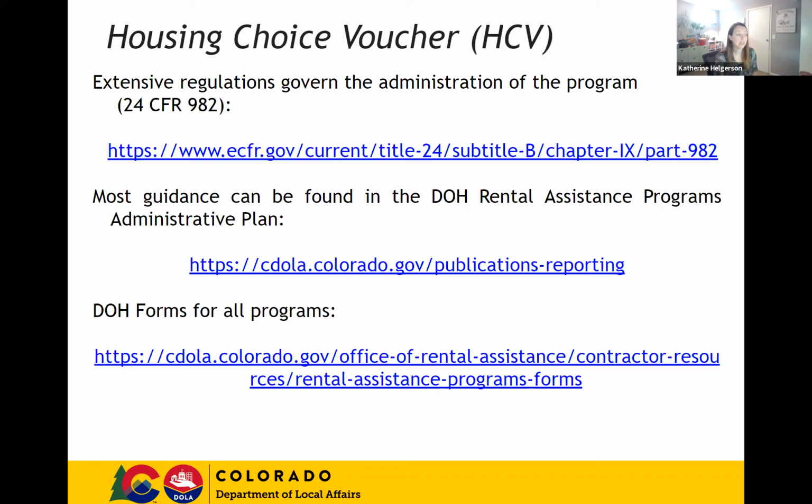I also wanted to provide a link to our website that has all of the forms for all of the different programs. I think that's an important resource for people to have access to. And of course, as we update forms, you're going to find the most current and most updated form on our website.